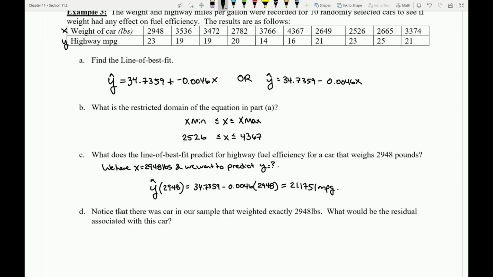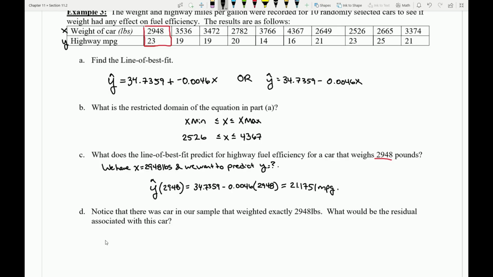I'll say, notice that there was a car that was actually in the sample that weighed exactly 2,948 pounds. In fact, we can see that's this car right here. It's that first car, right? That one actually weighed the appropriate amount, just like what we were looking at over here. And so we don't have to guess the miles per gallon for a car like this. We already have the miles per gallon. And we can see that that miles per gallon should be 23. And we guessed it would have 21. So we were off.